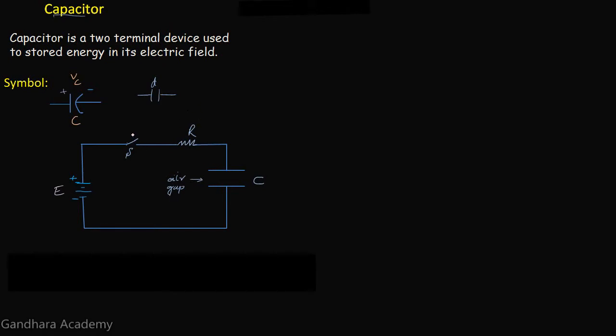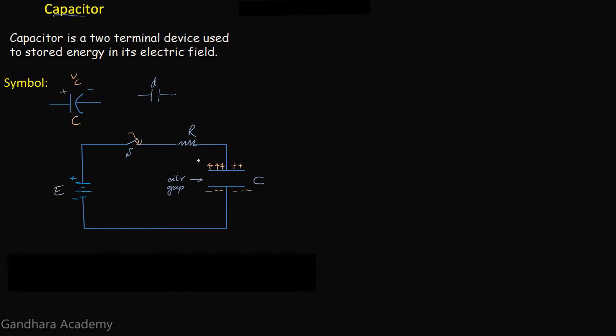Now, at the instant when this switch is closed, the positive terminal of this battery will attract electrons from this metallic surface, and the negative terminal of the battery will repel electrons towards this bottom plate. As a result, positive charges will be established on the upper plate of this capacitor, and negative charges on the bottom plate. The number of electrons attracted by the positive terminal will be equal to the number of electrons repelled by the negative terminal towards the bottom plate.